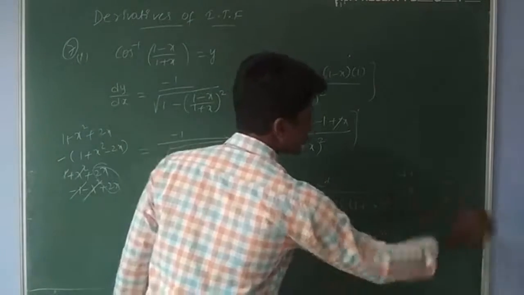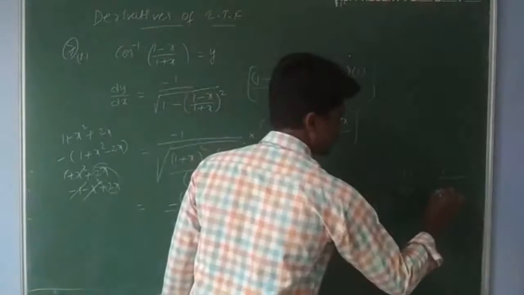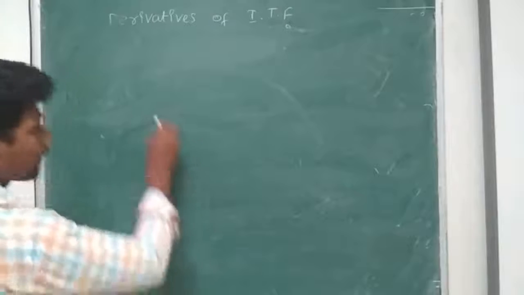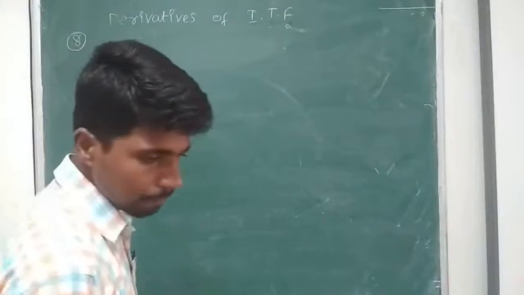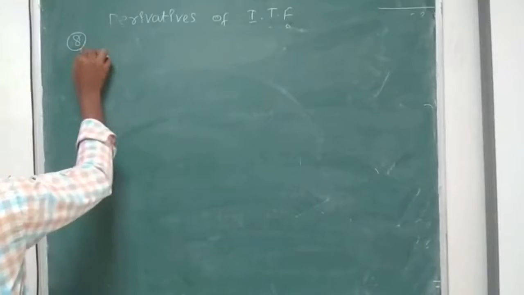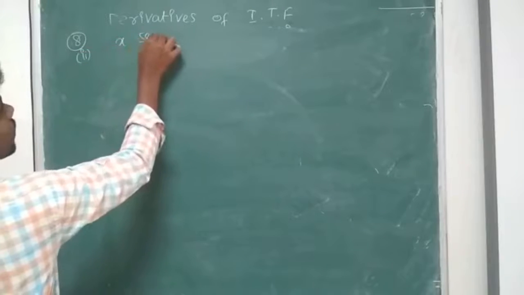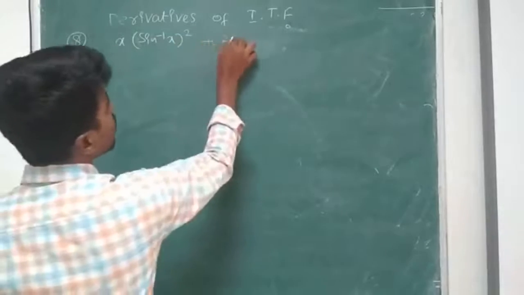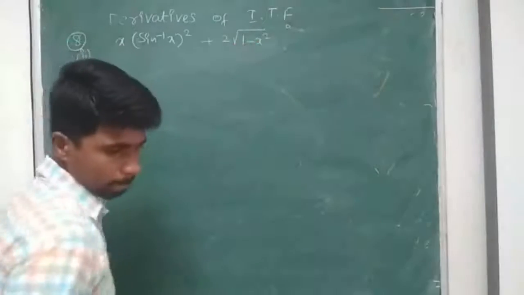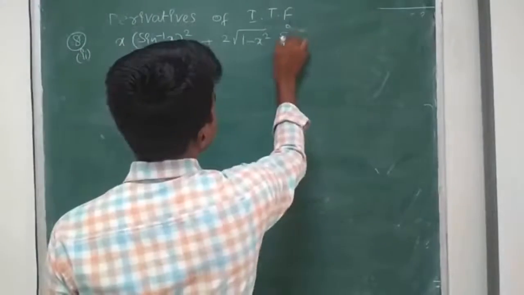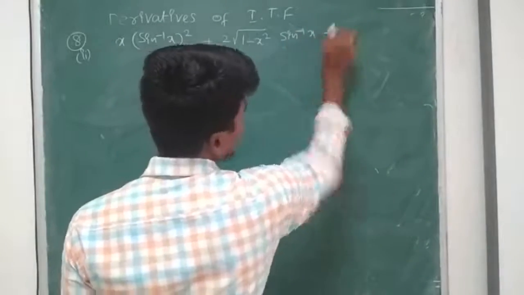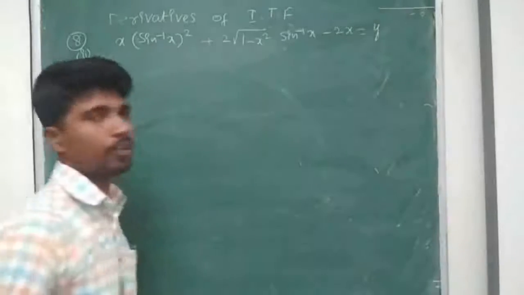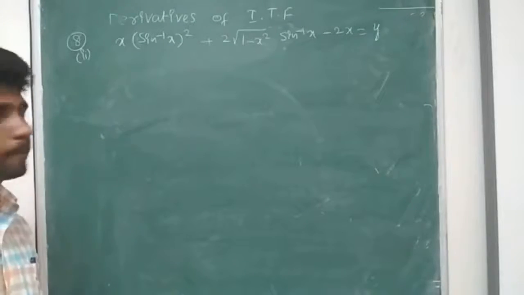dy by dx, which is equal to 1 by root x into 1 plus x. Next, y is equal to x into sin inverse of x whole square plus 2 into root of 1 minus x square into sin inverse x minus 2x, which is given as y. We consider it as y. We have to find dy by dx.